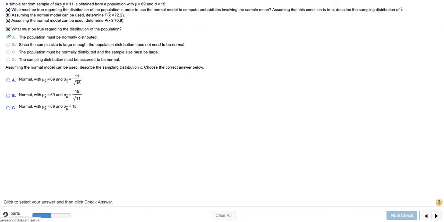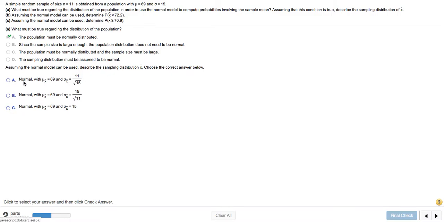If this size was 30 or greater, then you would not need this assumption. The only reason that we needed this option is because this value was less than 30. Okay, so that being said, if we're assuming the original population is a normal distribution, we need both the mean and the standard deviation. So we want to choose the correct formulas here, either A, B, or C.